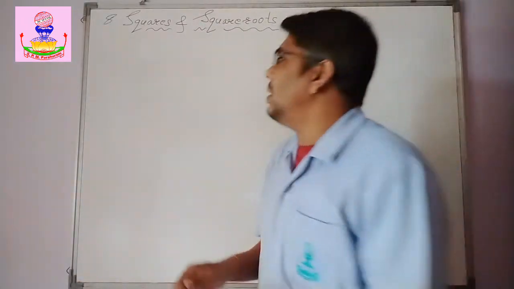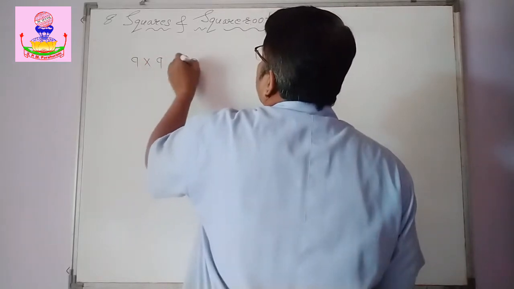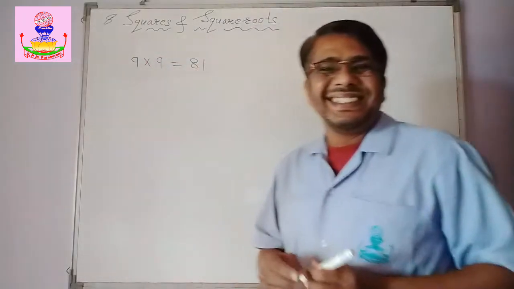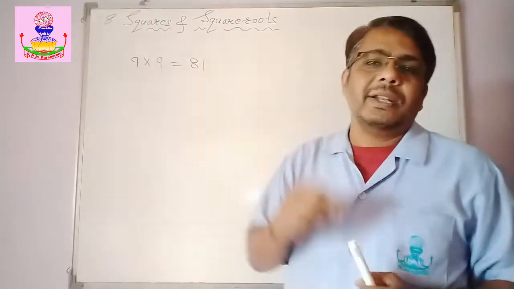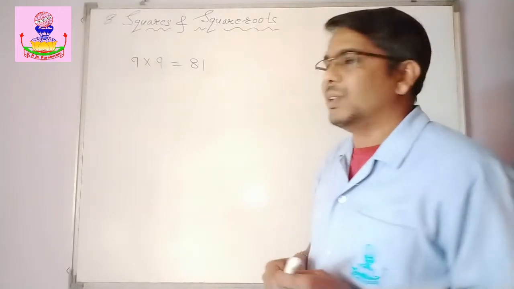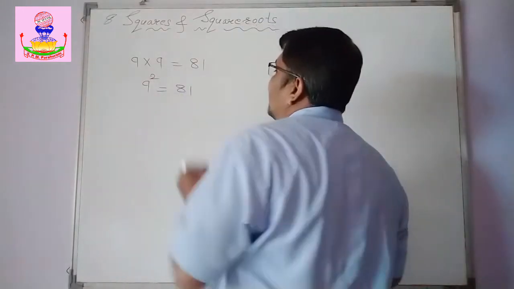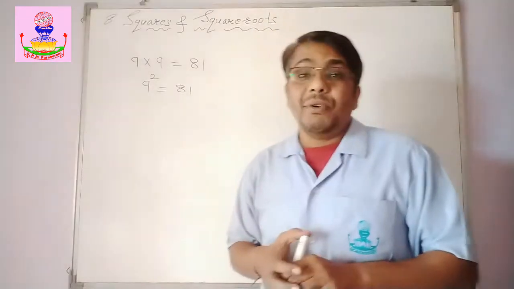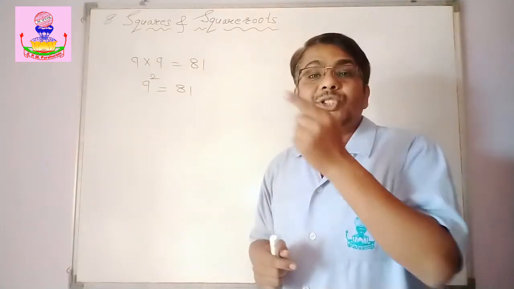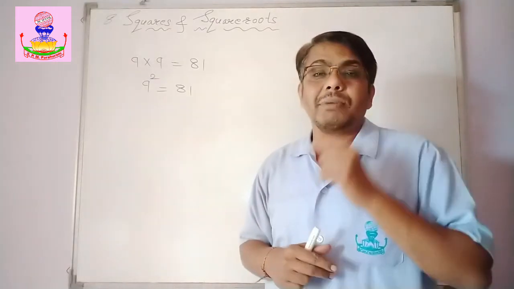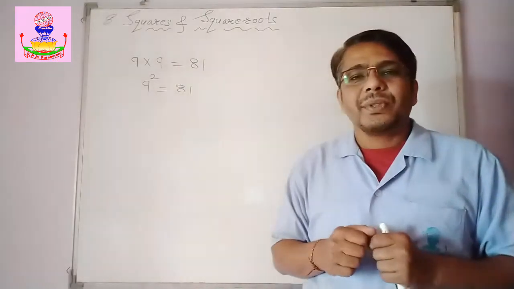For example, 9 into 9 is 81. So a number multiplied by itself, the product so obtained is called the square. Okay. So how do we write? 9 raised to 2 is equal to 81. So how do we read it? 9 square is 81, or 9 raised to 2 is equal to 81, or square of 9 is 81, right?